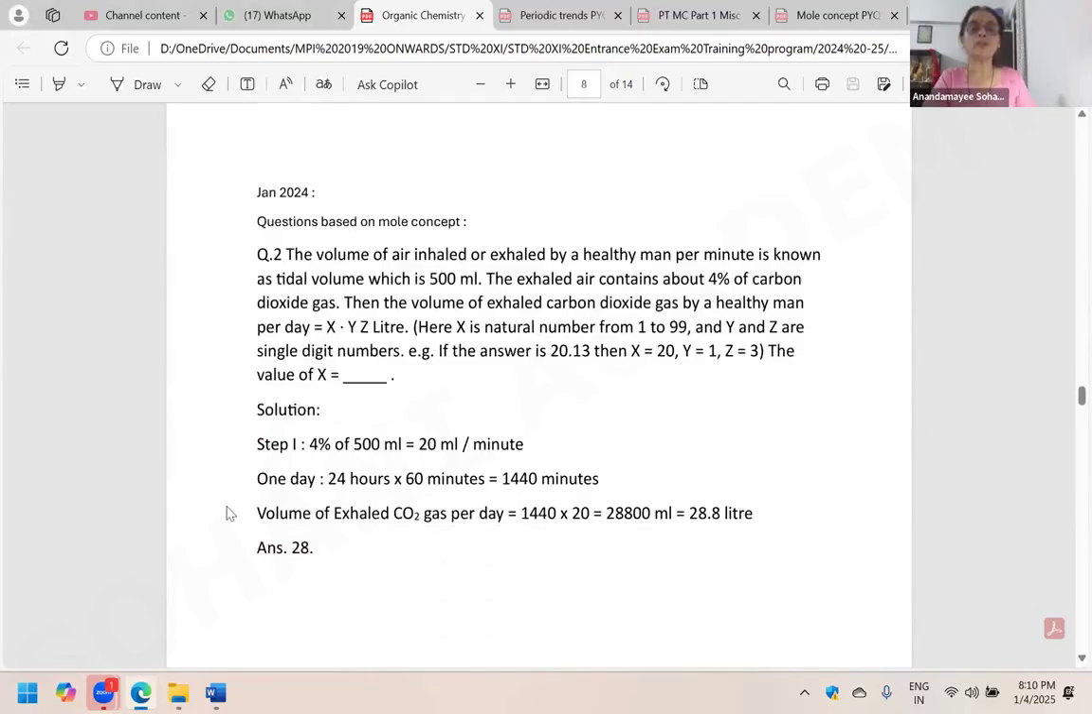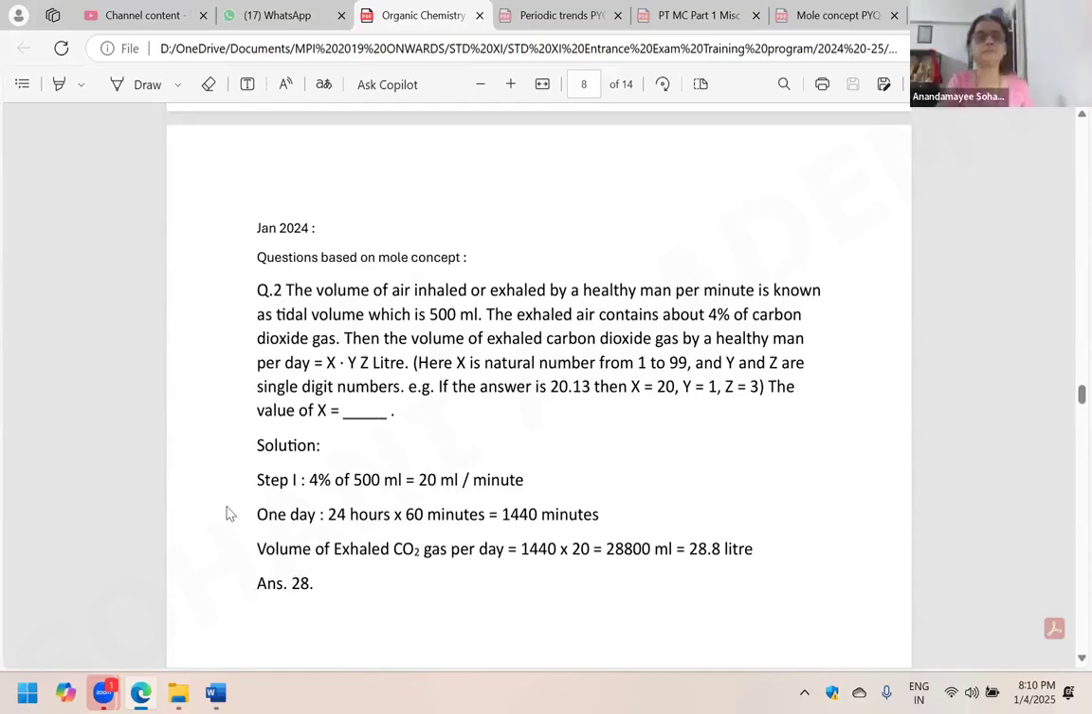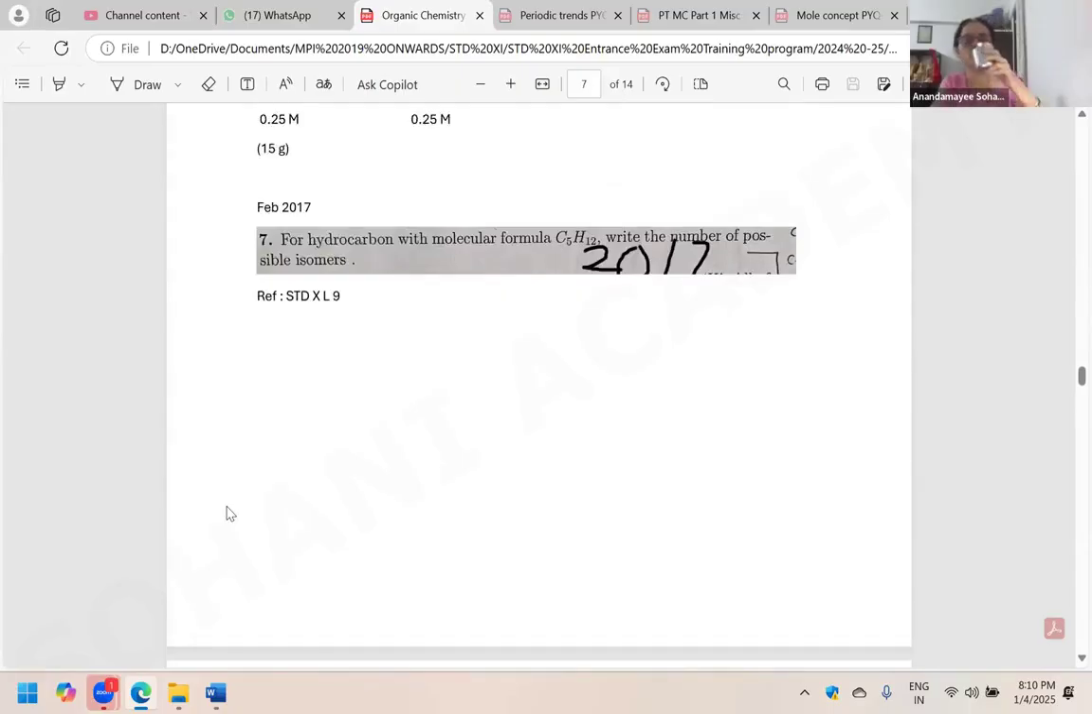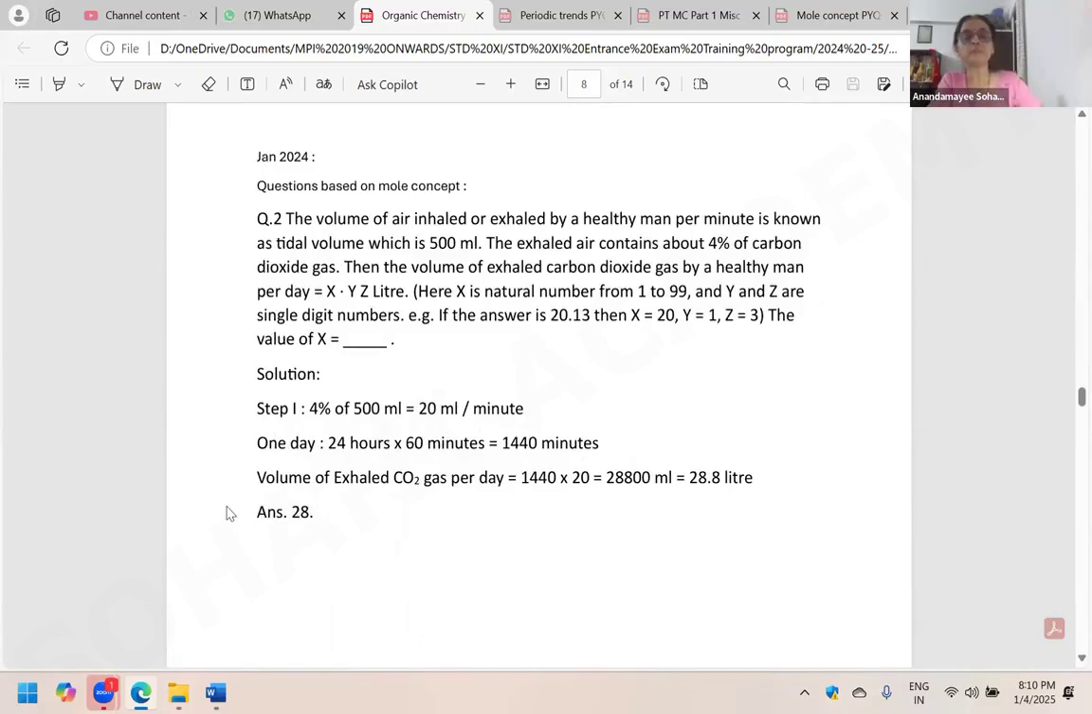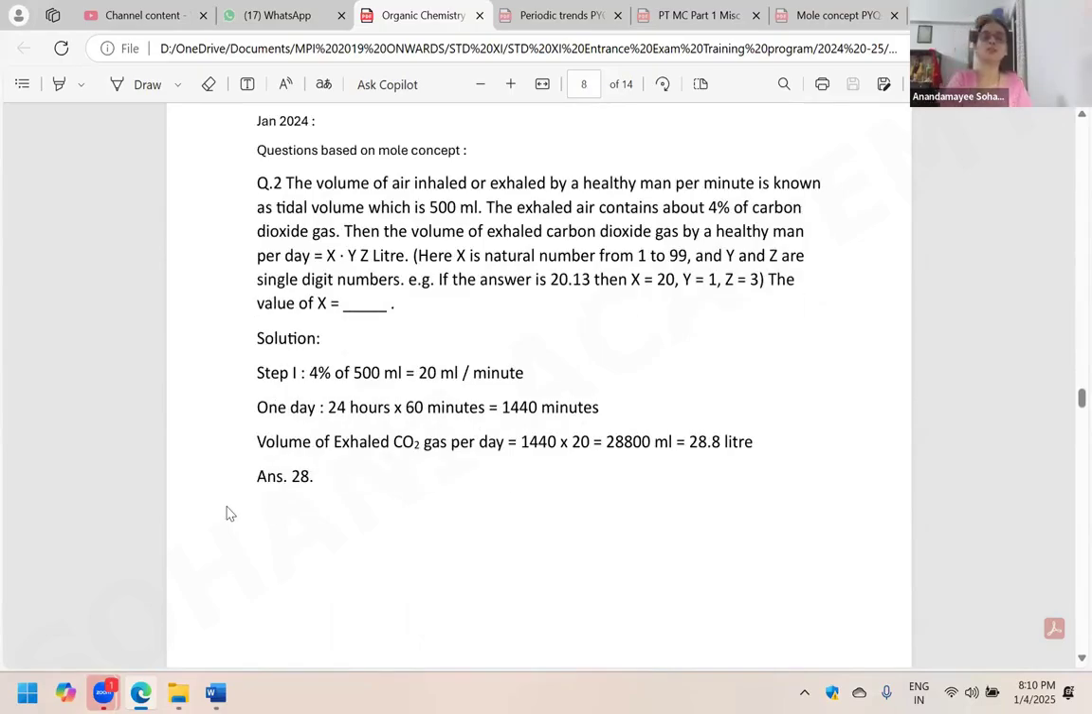Okay, now this is January 2024 question. Let us wait for a minute. What is the answer of previous question? 3 येणार ना? Okay. 3 isomers. 5 ओळीनी 1 branch chain, 2 branch chains. Okay, now this is actually the volume of air inhaled or exhaled by a healthy man per minute is known as a tidal volume, which is 500 ml. म्हणजे प्रत्येक मिनिटाला माणूस 500 ml हवा आत घेतो किंवा बाहेर सोडतो.